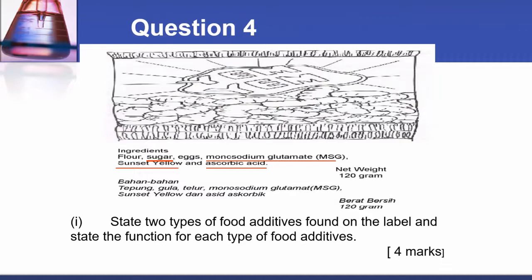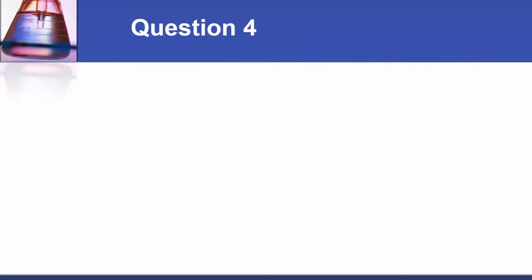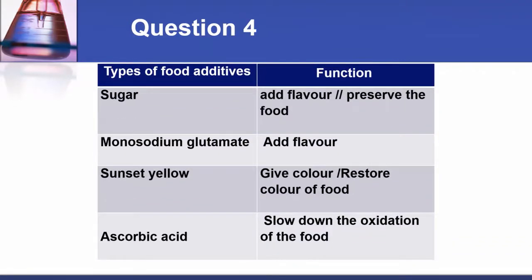So from the 4 types of food additive, you can choose 2 types of the food additive and state their correct functions. So sugar will act as food flavoring. Sugar also acts as a food preservative. Monosodium glutamate as food flavoring to add flavor to the food. Sunset yellow, from the name yellow, so it will be food coloring to give color or restore the color of food. Ascorbic acid will act as antioxidant to slow down the oxidation of the food.